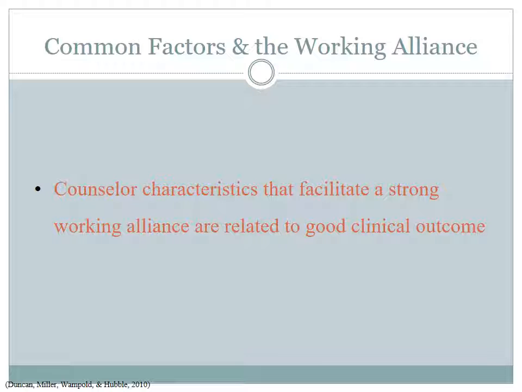So, to reiterate a little bit, the counseling characteristics that facilitate a strong working alliance are those that are related to good clinical outcome. And we haven't talked about Carl Rogers yet, but we will. And for those of you who aren't at all familiar with Carl Rogers and or person-centered therapy, that's fine. We're in our first semester. A lot of times people come in with knowledge about Carl Rogers.